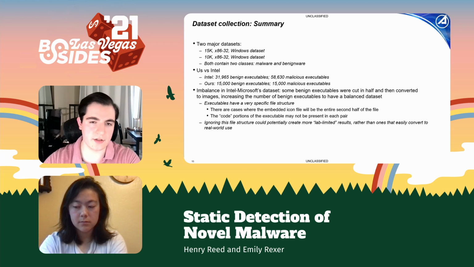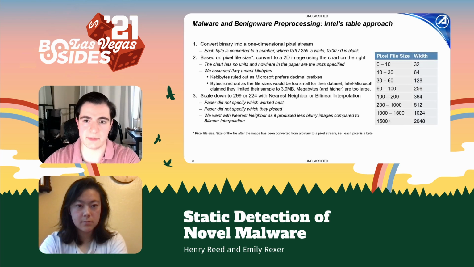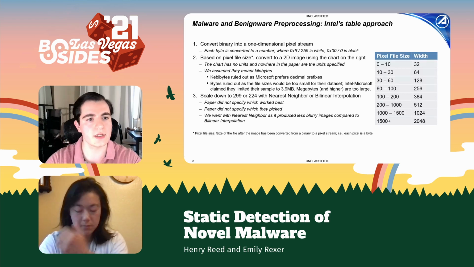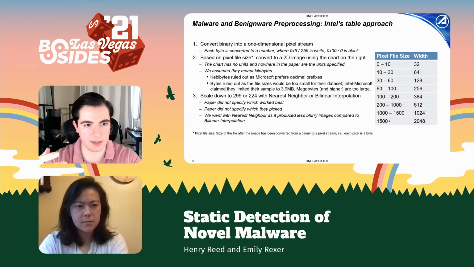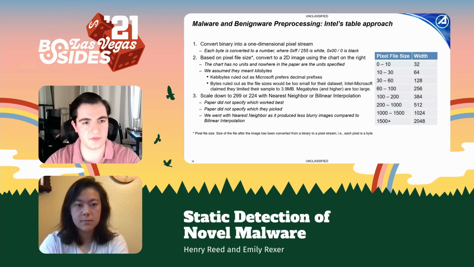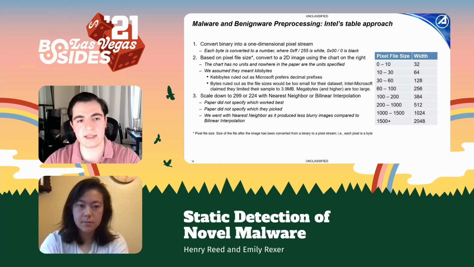So now that we acquired the benign-ware, how do we convert it into an image? The Intel approach is as such. You take the binary, you convert it to a one-dimensional pixel stream. The null byte is black, the 255 is white, everything else is a shade of gray in between. Based on the pixel file size, which we assume, the paper isn't very specific, means kilobytes, you take it and convert it to a 2D image using the table on the right.